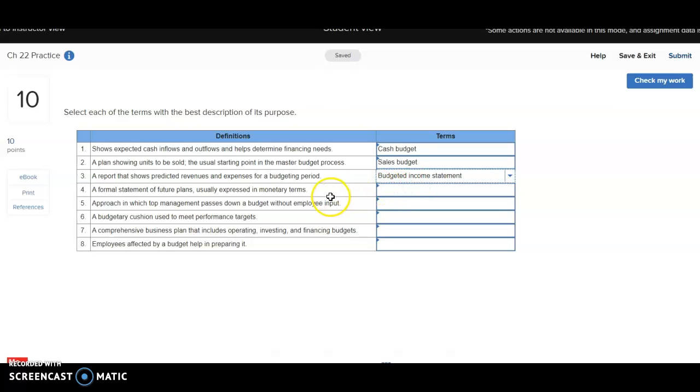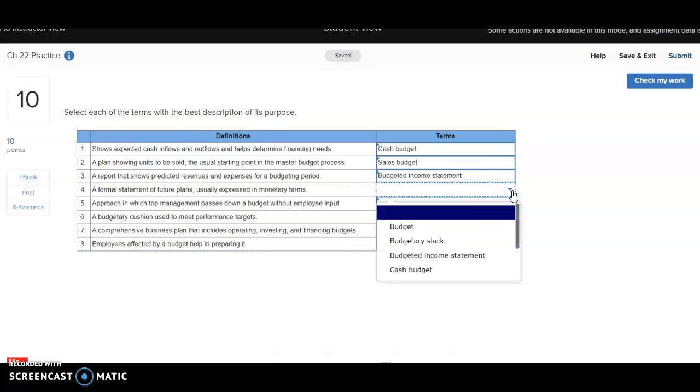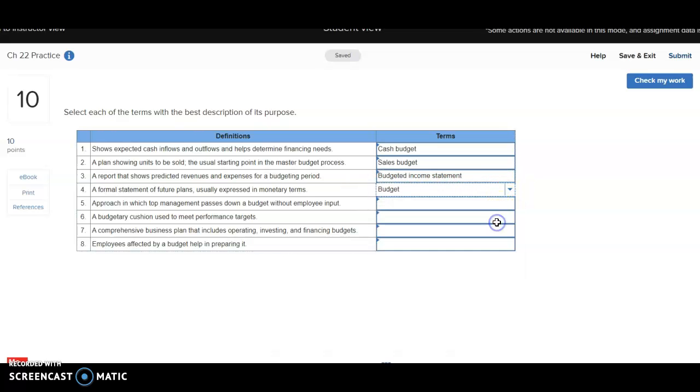All right, our next one. A formal statement of future plans, usually expressed in monetary terms. Well, what's this chapter about? That's what a budget is, right? It's a way that we're planning out what we want to do with our business, and we're putting it in dollar amounts. All right, number 5.